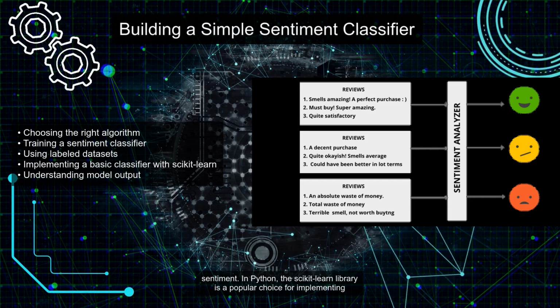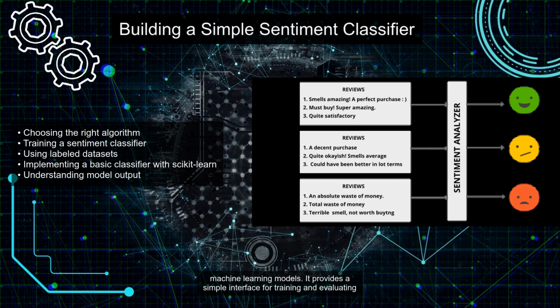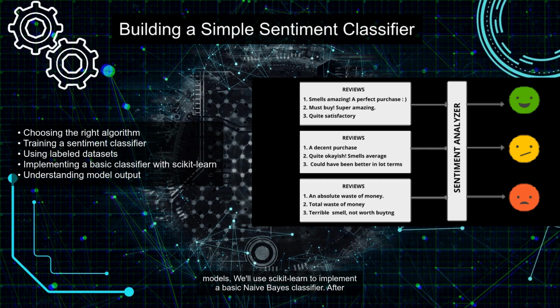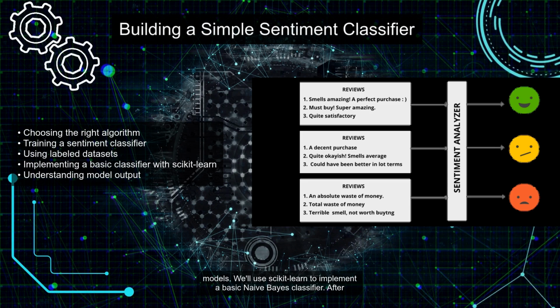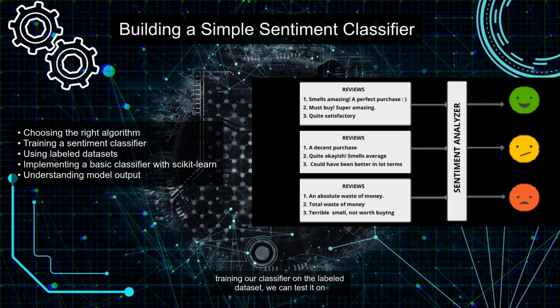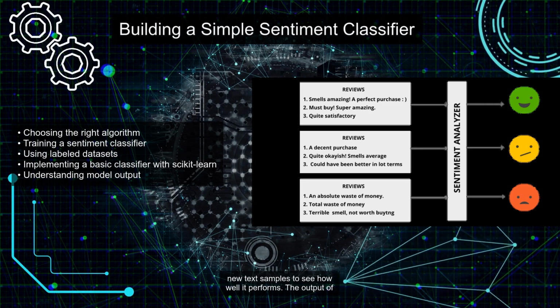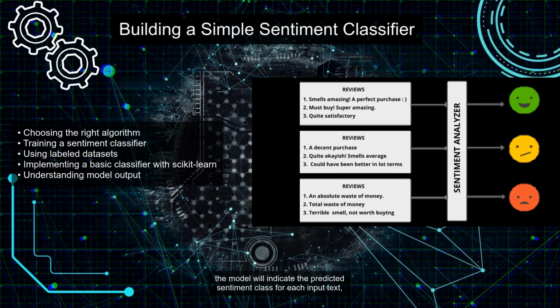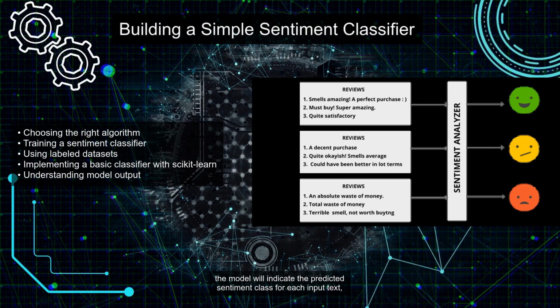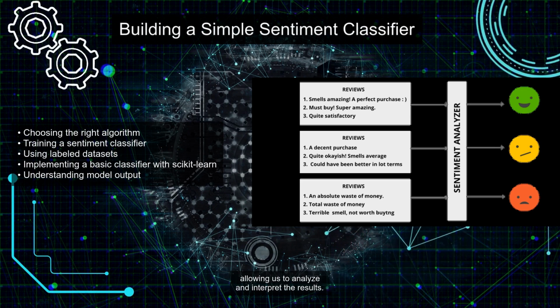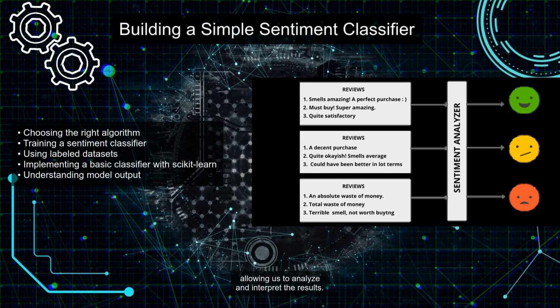In Python, the scikit-learn library is a popular choice for implementing machine learning models. It provides a simple interface for training and evaluating models. We'll use scikit-learn to implement a basic naive Bayes classifier. After training our classifier on the labeled dataset, we can test it on new text samples to see how well it performs. The output of the model will indicate the predicted sentiment class for each input text, allowing us to analyze and interpret the results.